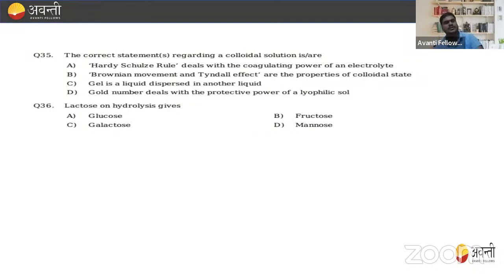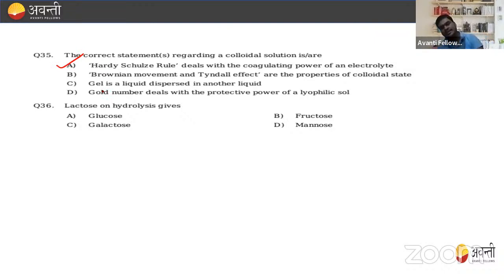Now, let's move to question number 35. Which is the correct statement regarding a colloidal solution? The Hardy-Schulze rule deals with the coagulating power of an electrolyte. So this is very much correct, right? This is very much correct.